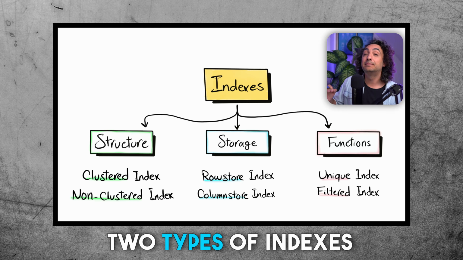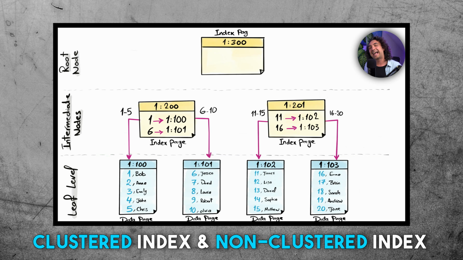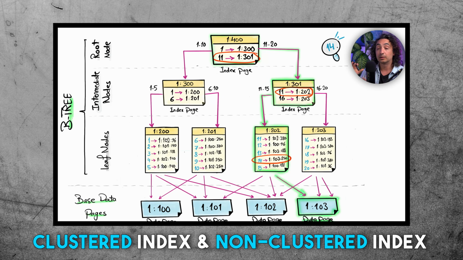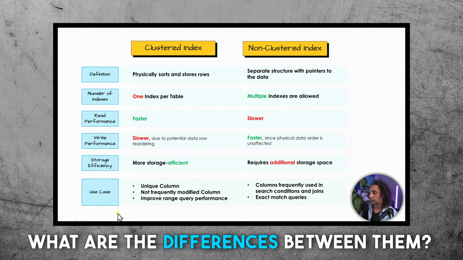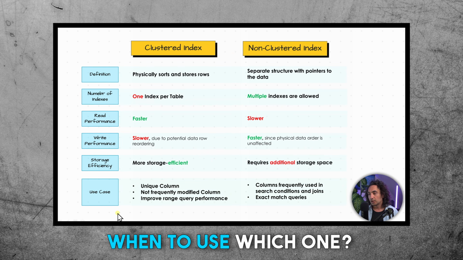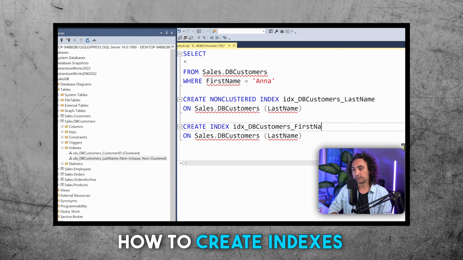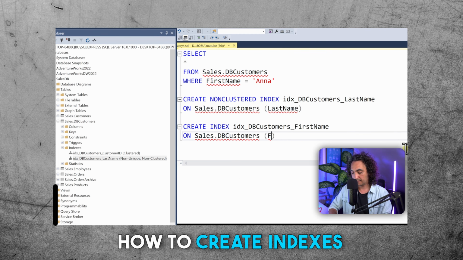Two very important types of indexing: we have the clustered index and the non-clustered index. And we're gonna learn as well what the main differences between them are and when to use which one. And of course we're gonna practice in SQL on how to create those indexes. So let's go.